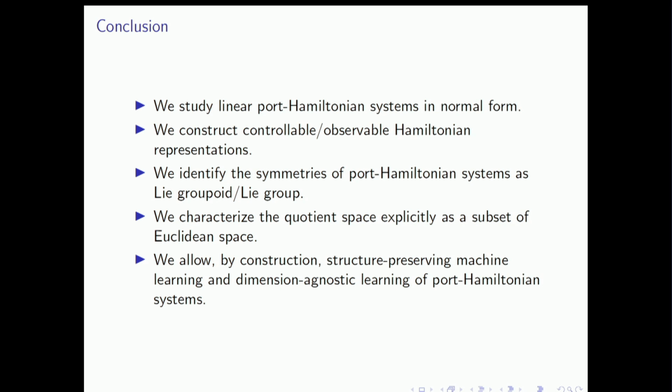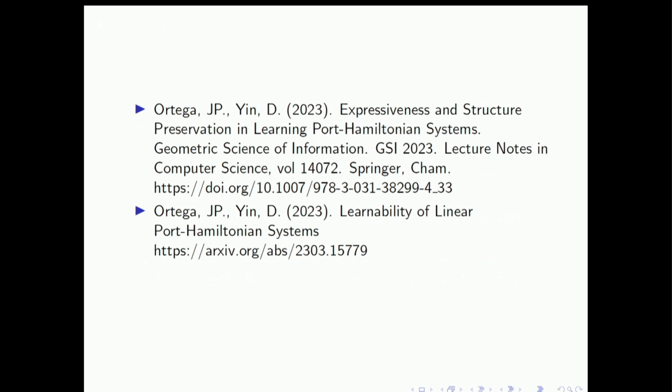We construct two representations, and we identify the symmetries of port-Hamiltonian systems as a Lie group, and then we characterize the quotient space explicitly as a subspace of Euclidean space. And in the end, we allow by construction structure-preserving machine learning. This part I didn't touch, but we also allow some dimension-agnostic learning of port-Hamiltonian systems. This is a TSI paper, a new paper that we already submitted. Yeah, thank you.